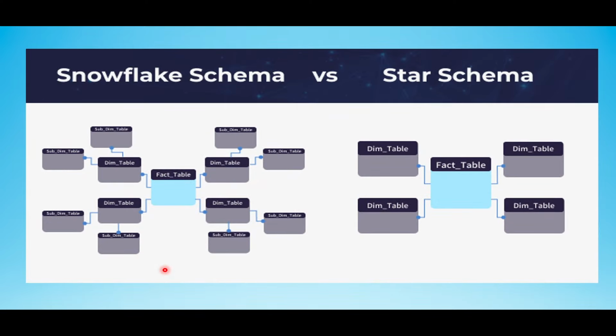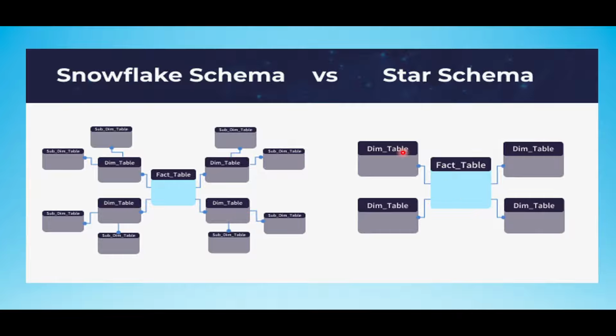So this is the diagram so that we can compare. A star schema is just like this. You have one fact table. The fact table is the central table, the main table, and then the other tables are just secondary tables. So they are dimensions.